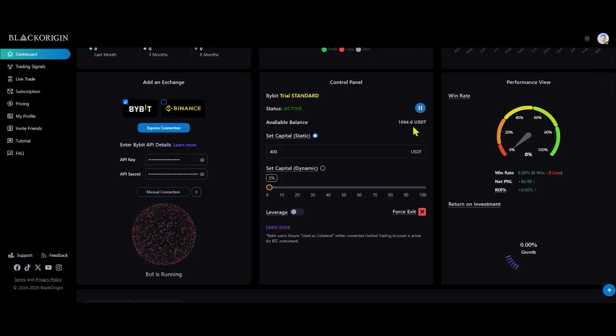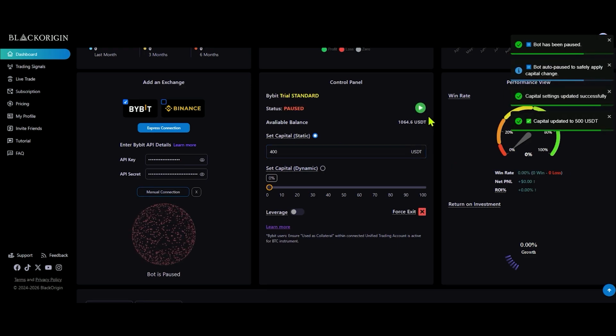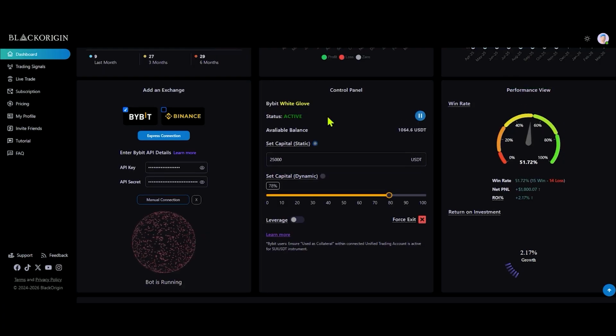As a final note, user can only change capital during idle time. When user attempts to change capital during idle time, bot is automatically paused. In contrast, during active trade, like in this account example, static or dynamic capital fields are locked to avoid changing the capital.